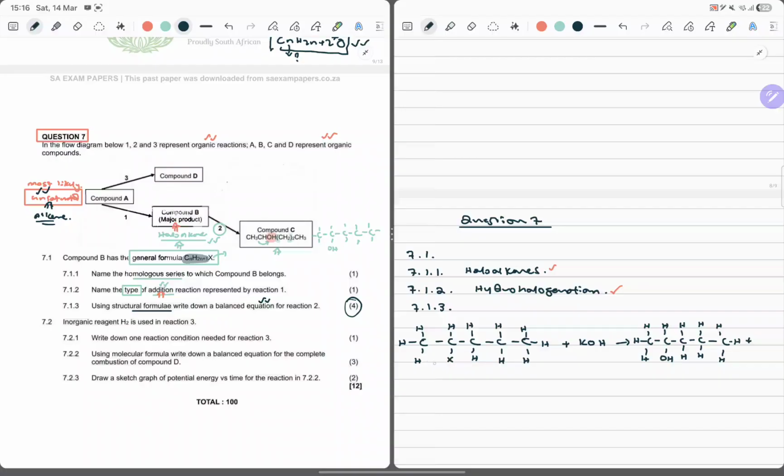So if we replace this thing, we're going to have a potassium halide. A potassium halide, and you know KCl is a salt, if that was chlorine. Potassium chloride is a salt, or sodium chloride is a salt. Say perhaps we used sodium hydroxide, then we're going to have NaCl, which is a salt.